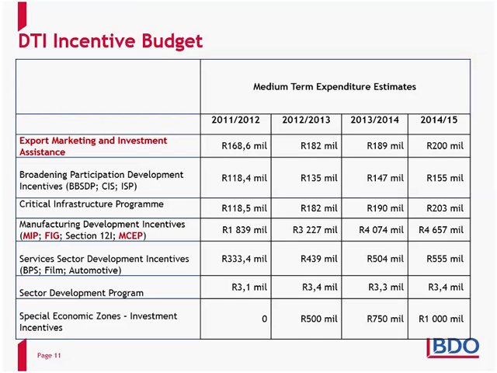Just looking at the DTI's incentive budget for the medium term, going up to the financial year ended March 2015, it's interesting to note the Export Marketing and Investment Assistance budget, which will go up to 200 million rand in the financial year 2014 to 2015. And the Manufacturing Development Incentives, highlighted in red, the MIP, FIG, Section 12I and MCEP, that allocation will go up to 4.6 billion rand for the financial year ended March 2015.